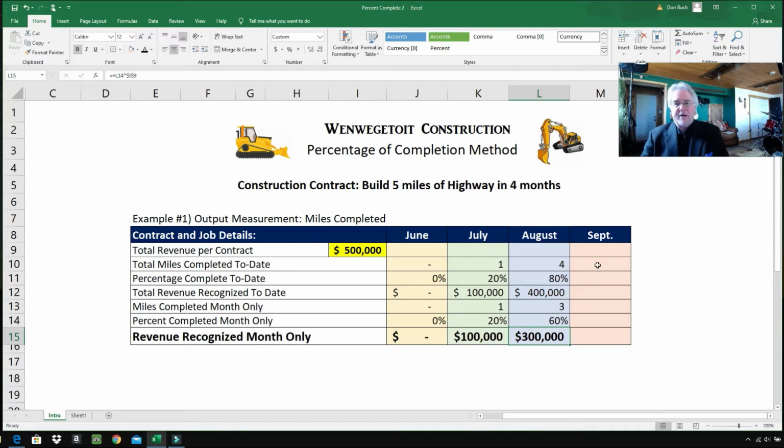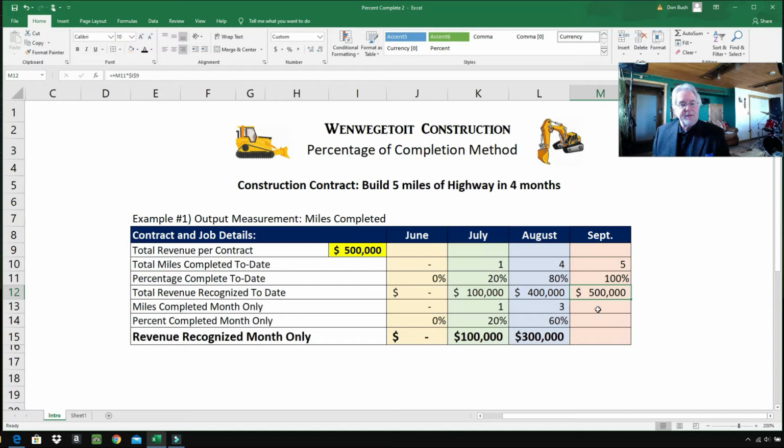So along comes September, and in September we asked the engineer, well, how many miles are completed as of the end of September? And the engineer says 5. We've got the job done. By the end of September, the job is completely done. We have all 5 miles complete, which means that as of the end of September, we are 100% complete. The total revenue recognized to date is going to be the grand total $500,000.